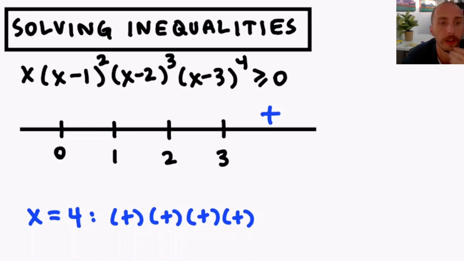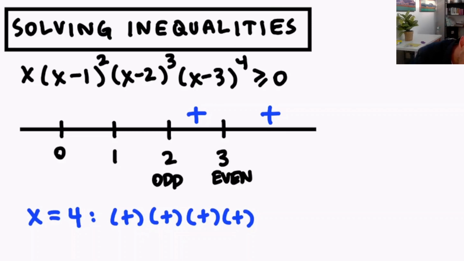And now I need to be considering the multiplicities of my roots. Okay, 3 has multiplicity 4, which is even. So I'm not going to see a sign change, right? It was positive and it will stay positive. x equals 2 has an odd multiplicity, so I will see a sign change. x equals 1, even multiplicity.